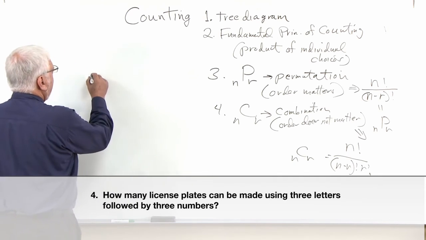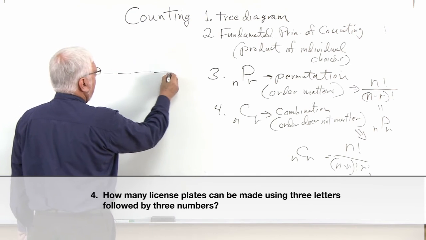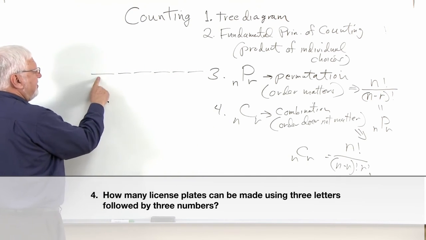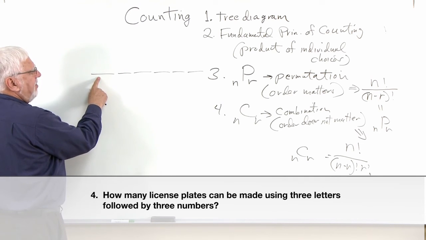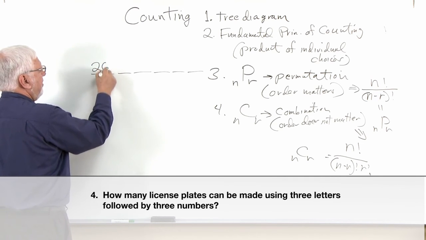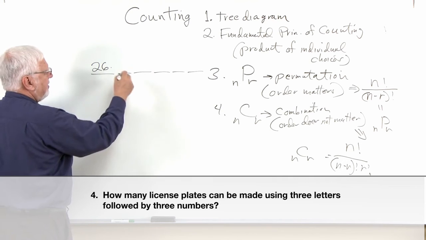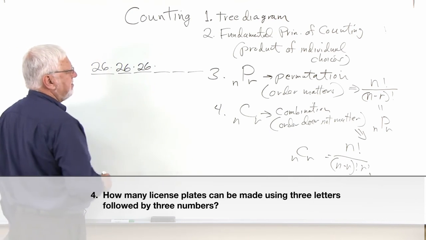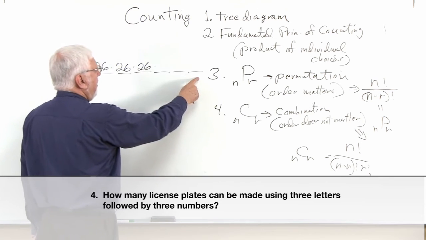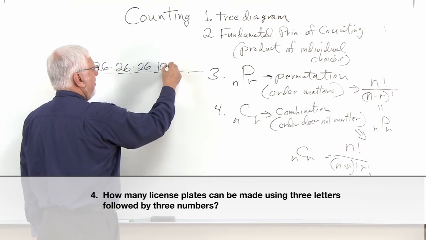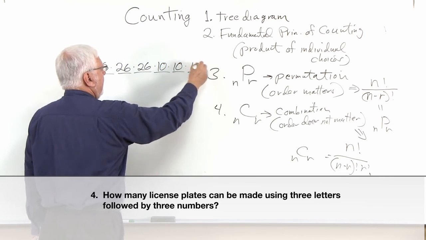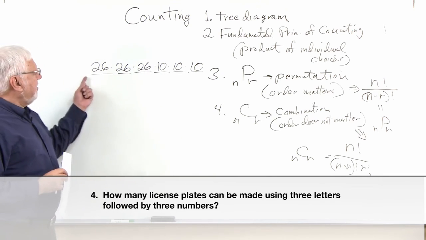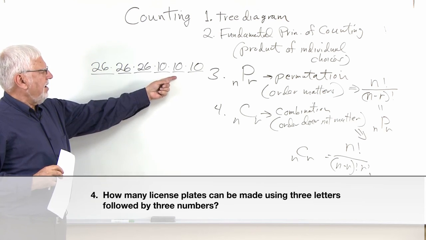So let's see, we got 3 letters followed by 3 numbers. So we're going to try that product of individual choices. How many choices do we have here? Well, there's 26 letters, so you use 26. It's a product, times 26 times 26. Now we've got numbers. How many numbers are there? Well, there's 10, counting the 0. So we've got 10.